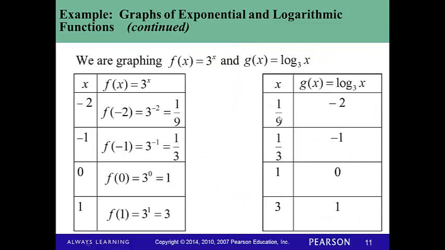So the point (-2, 1/9) has become (1/9, -2). This one has become (1/3, -1). This is (1, 0). And this is (3, 1). Plot these points, as well as the earlier points, since we're graphing them in the same plane.